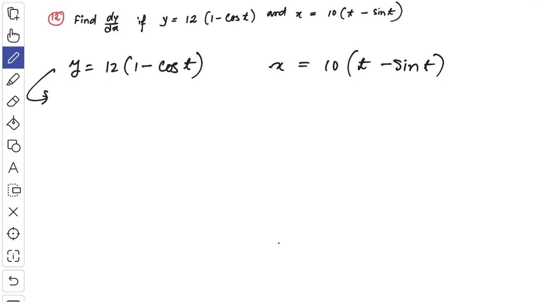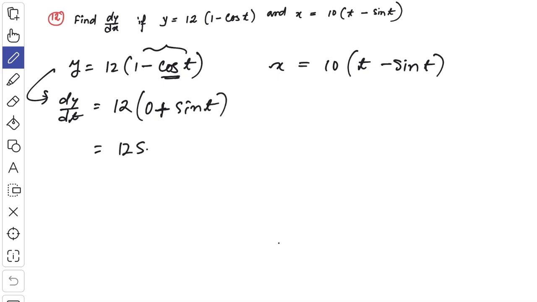So first, from here we are going to find dy by dt, as it is a function of t. So then you will get 12 into, derivative of 1 is 0, then derivative of cos will be minus sin, so minus minus, it's going to be plus sin t, isn't it? So you can write 12 sin t simply.